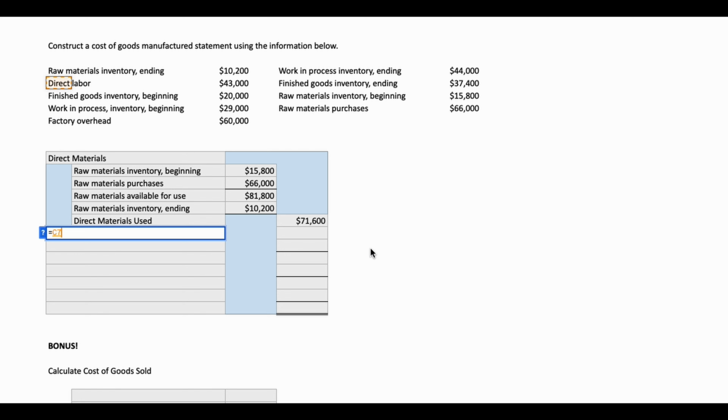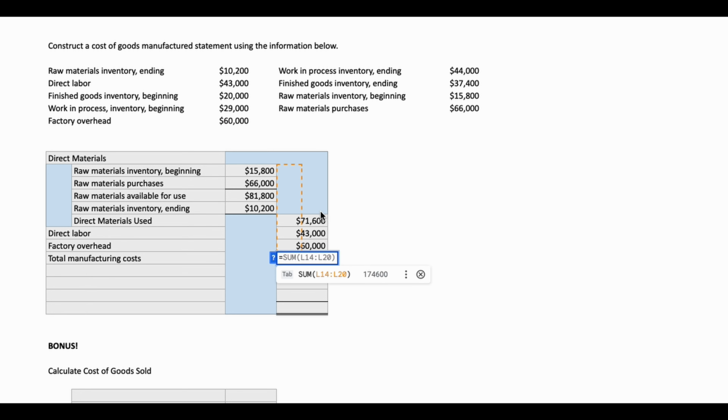The next thing we take into account is our direct labor, and it's telling us that our direct labor is $43,000. Then we take into account our factory overhead, which they also told us is $60,000. This leads us to our total manufacturing costs, calculated by taking our direct materials used plus our direct labor plus our factory overhead. That gives us $174,600. This represents what was put onto our production line this period.